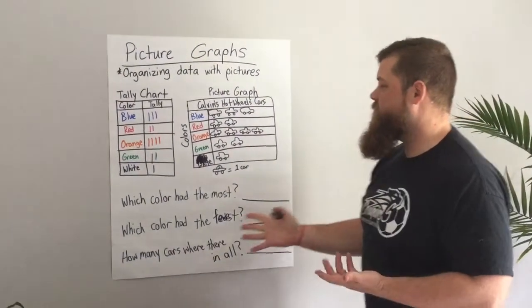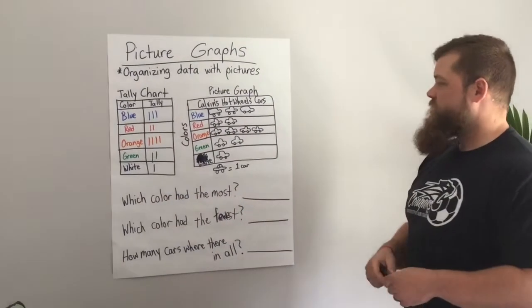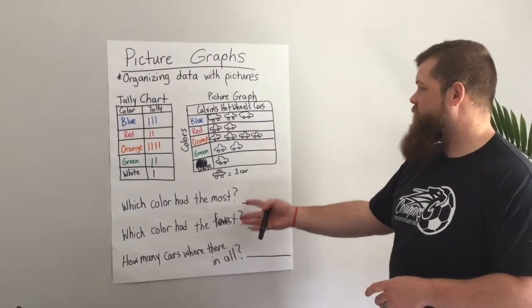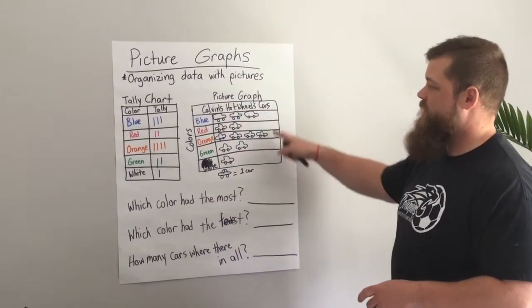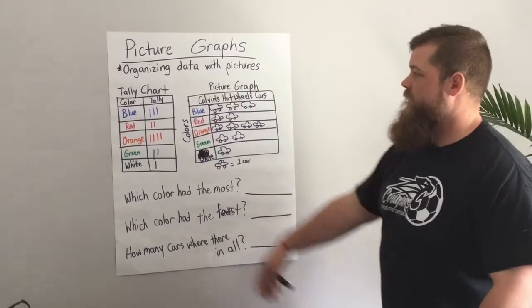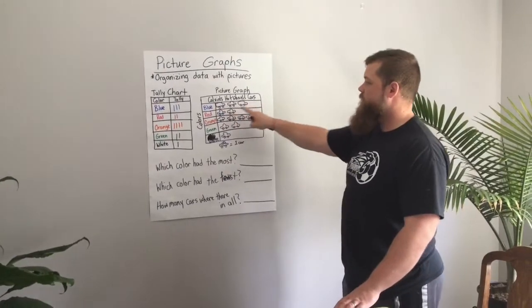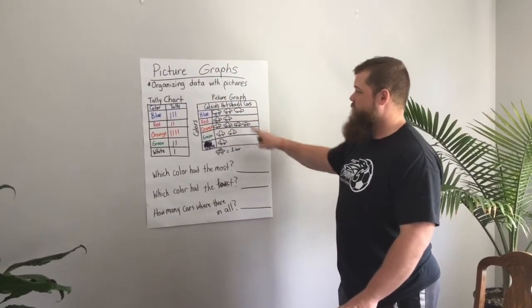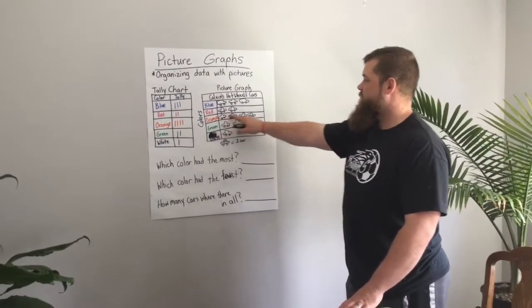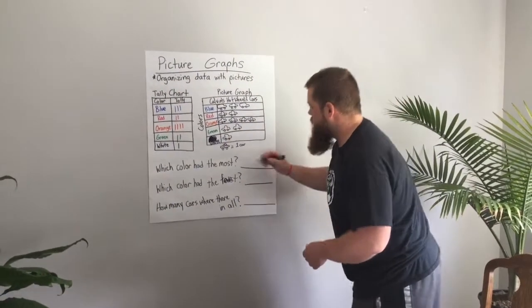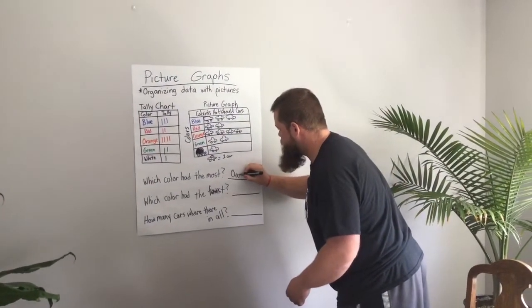So sometimes I'll give you questions. Okay, which color had the most? So what color of car did Calvin have the most up here on the table? I can use my tally chart, but right now we're talking about picture graph. So I'm looking for the row that has the largest number, the most cars in it. I see that that is actually orange. So right here on the line, I'll just write orange.